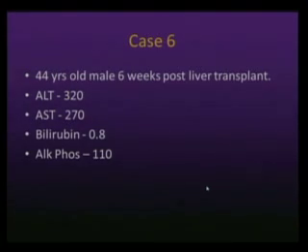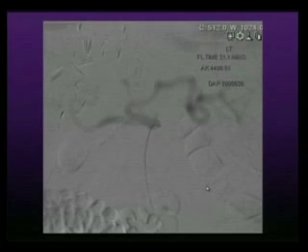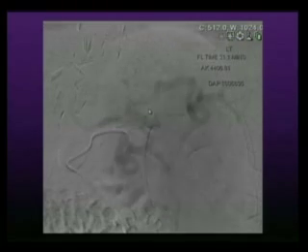Remember I told you about the steal phenomenon? So he actually has, this is the celiac angiogram. This is the hepatic. This is post-liver transplant. What you can see is the splenic artery is actually bigger than the hepatic artery. So when the splenic artery is about 1.5 times the hepatic artery, we call it the steal syndrome. This is what was in this patient.